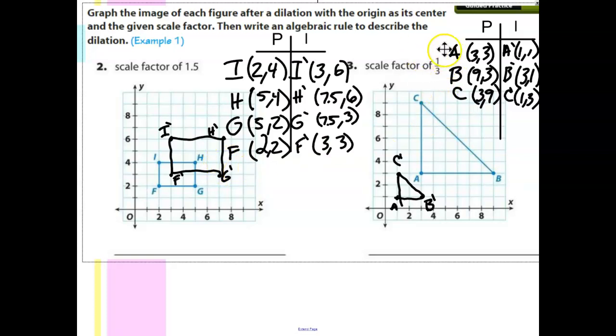And then over here, because it is less than 1, I know it's a reduction. So I get a teeny tiny little triangle. That's about 1/3 the size of this triangle right here.